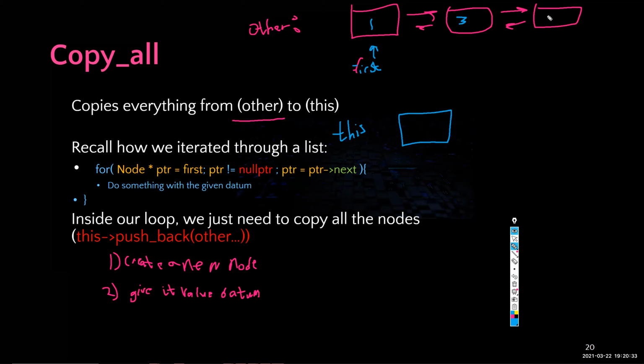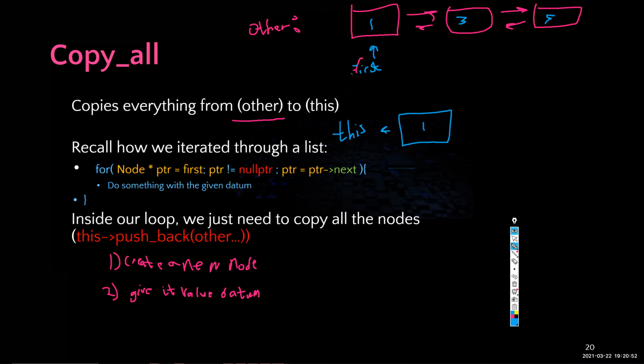I'll get these values real quick so it makes more sense. And this will then go ahead and call our function called pushback, that will create a new node on the heap and give it the value datum. So if we just call pushback on that node with that value, it'll go ahead and add it to our new list.